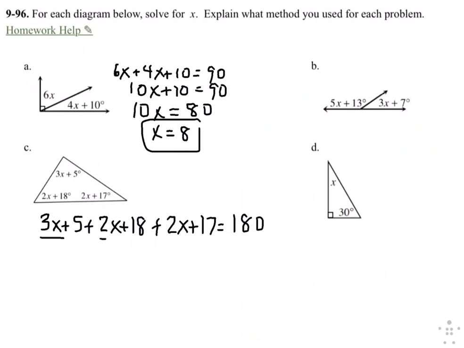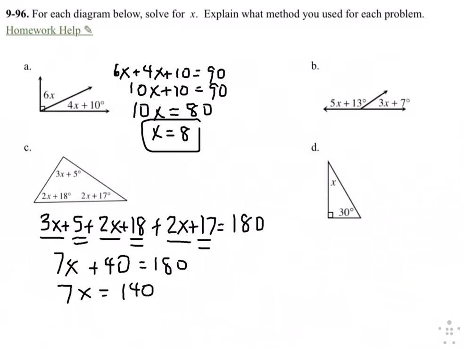So now we have like terms, right? 3, 2, and 2, that's 7x. And then we have 5, 18, and 17, that's 40, plus 40, equals 180. We subtract 40, and we get 7x equals 140. We divide by 7, and we get x equals 20 for C. Okay, so there's A and C. Now I'm going to erase that so I can do B, right?